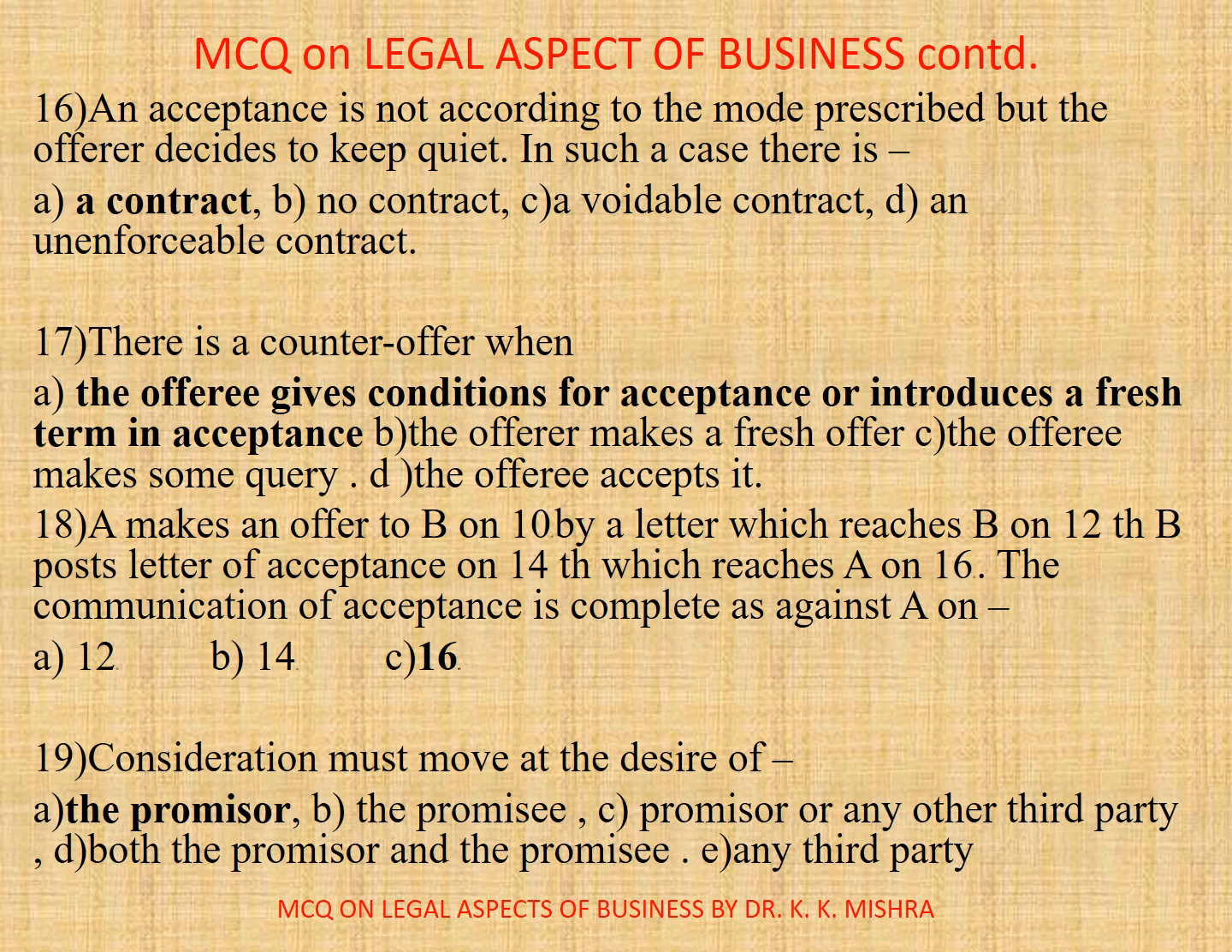Question number 19. Consideration must move at the desire of, options are A, the promisor, B, the promisee, C, promisor or any other third party, D, both the promisor and the promisee, or E, any third party. Correct option is A, the promisor. Now move to next slide.